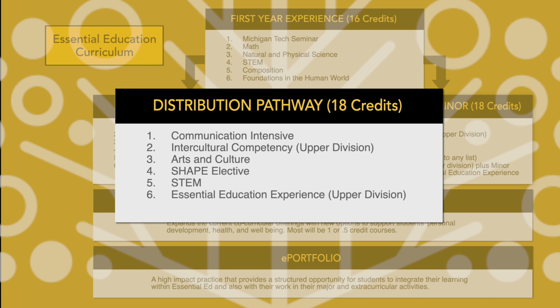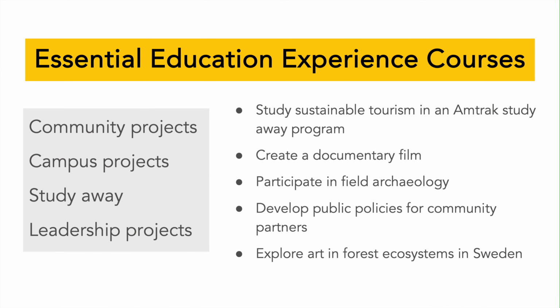Those categories include communication intensive, intercultural competency, arts and culture. Another course list called SHAPE, which stands for social sciences, humanities, arts for people and the environment, and then an additional STEM course, and then another category of courses called an essential education experience.